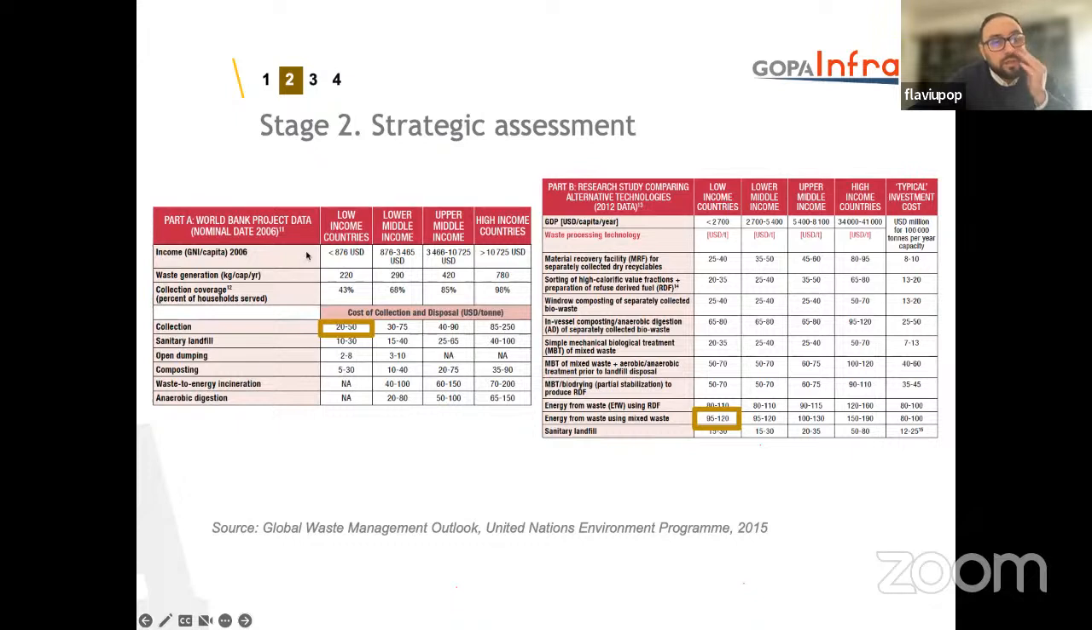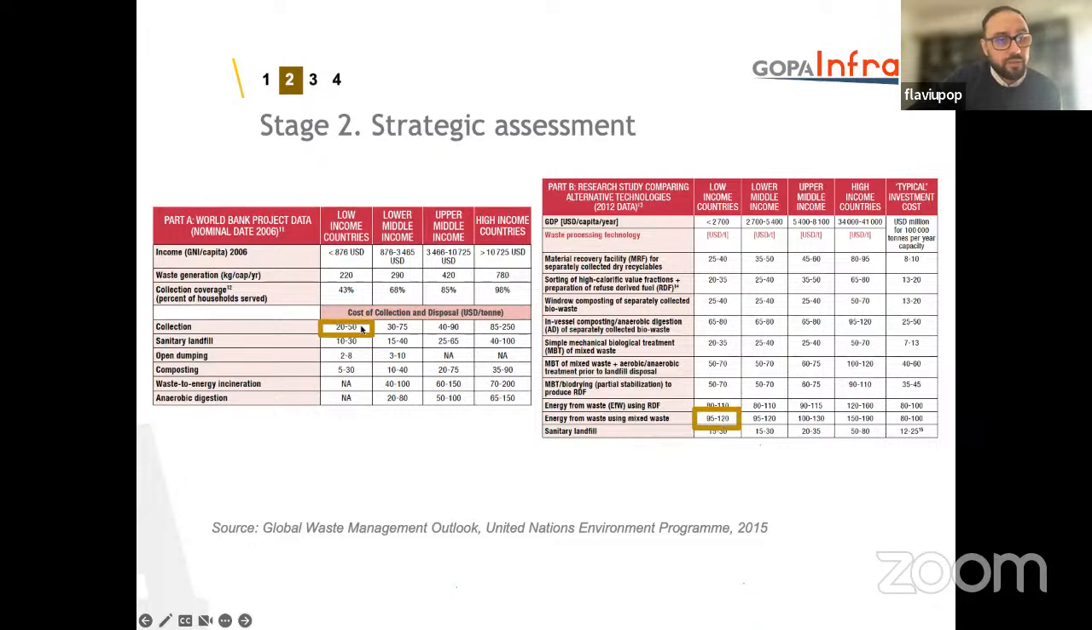So for example, if you are in a low income country with a very low collection rate, and even the collection which is done is not reliable, and it will cost you per ton between 20 and 50 US dollars, you might reconsider the idea of having a waste to energy plant, which will cost you between 95 and 120 dollars per ton, right?